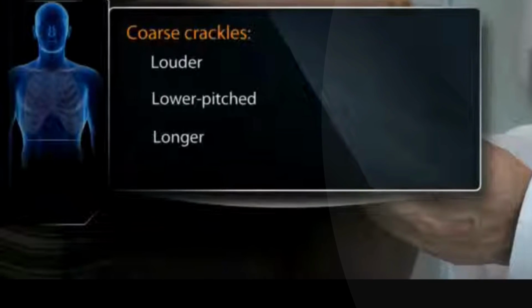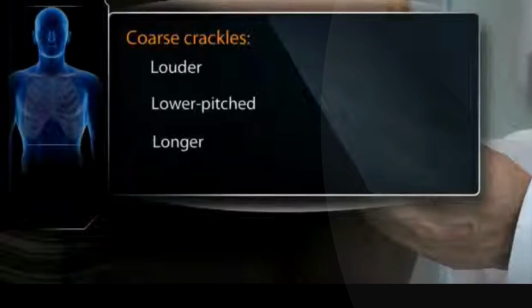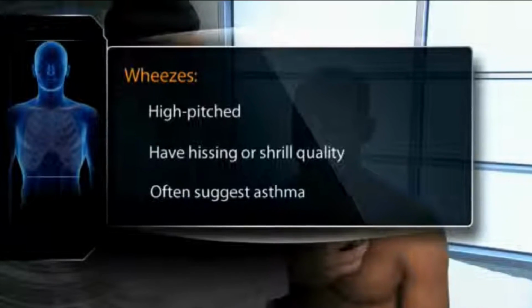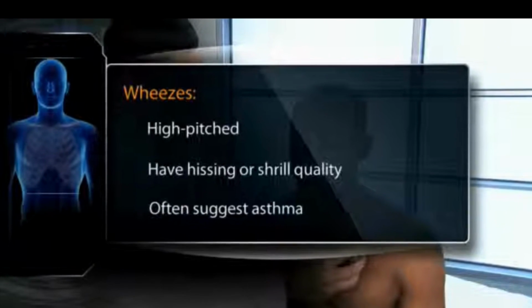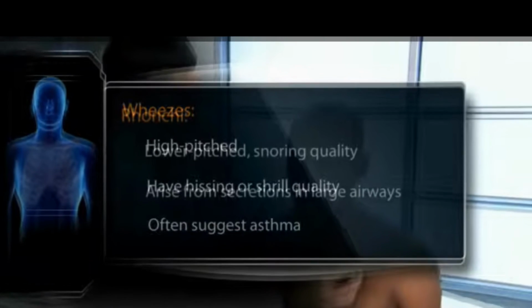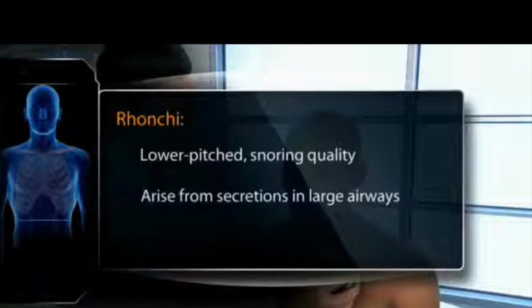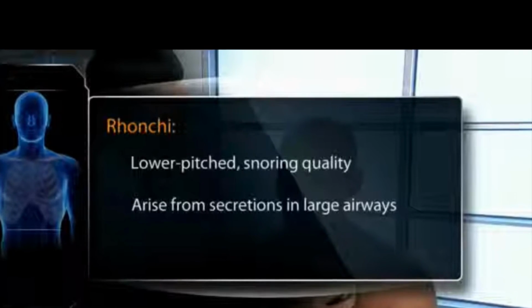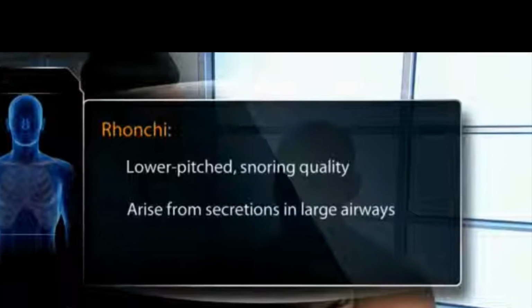They last much longer and have a musical tone. Wheezes are very common in asthmatic patients. They have a hissing or shrill quality and are very high pitched, whereas rhonchi are lower pitched and have a snoring quality. They arise from the secretions in the large airways.